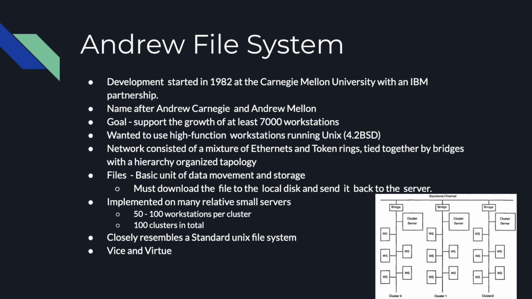It was implemented on many relatively small servers, 50 to 100 workstations per cluster, 100 clusters in total, and closely resembles a standard Unix file system. Vice and Virtue are essentially just nicknames for the client and the server. Vice is the server, Virtue is the client.